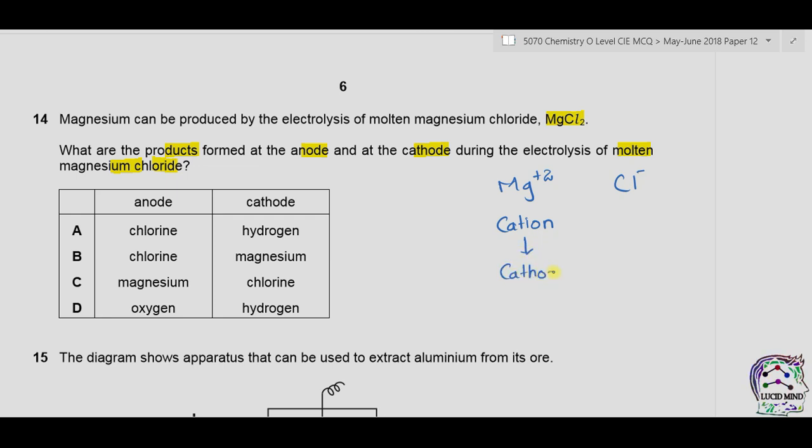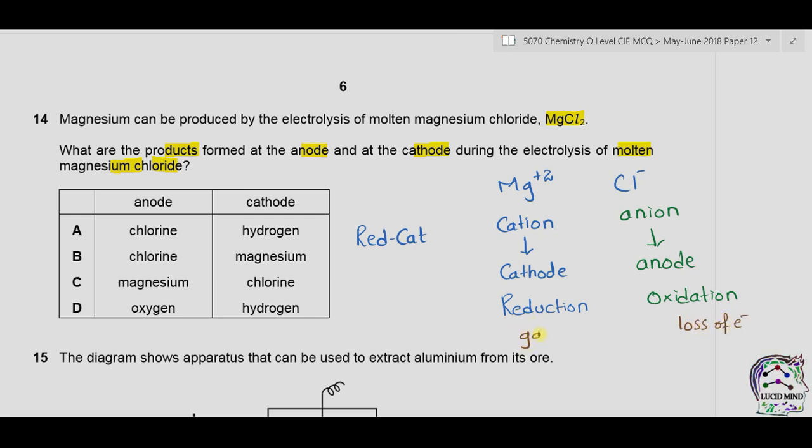And at cathode what happens is that reduction takes place. You can remember this by this word red cat. So reduction always occurs at cathode. Second part is anion. Anion moves towards anode and oxidation takes place at anode. Now oxidation is loss of electrons while reduction is gain of electrons.